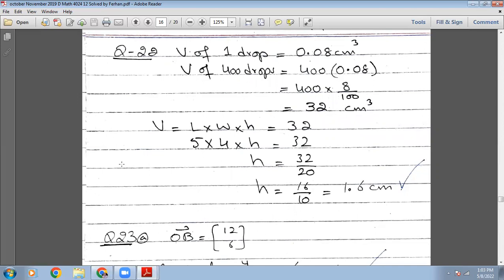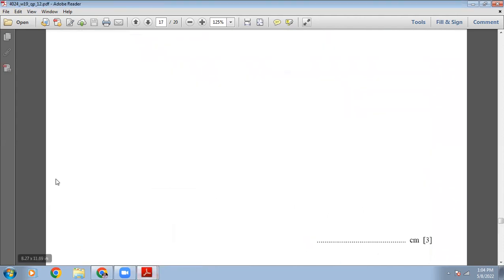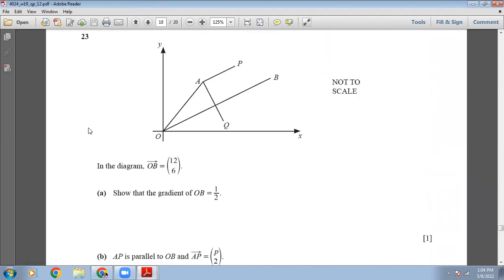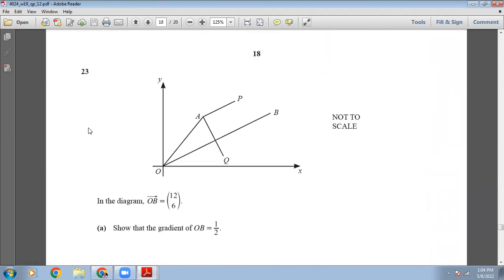So the height will be 32 divided by 20. So cancel with the 2. So you have 16 by 10. So it will be 1.6 centimeter. So the rise in the level of the water, due to these 400 drops of the water, will be 1.6 centimeter. And I hope you understand what this question is. Okay, so we are moving to the next question.